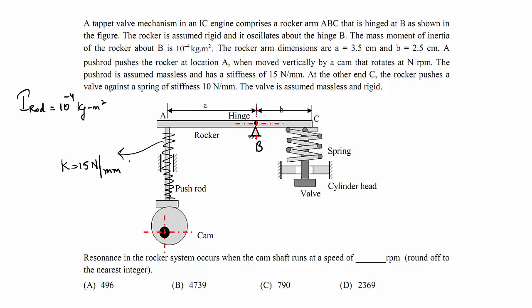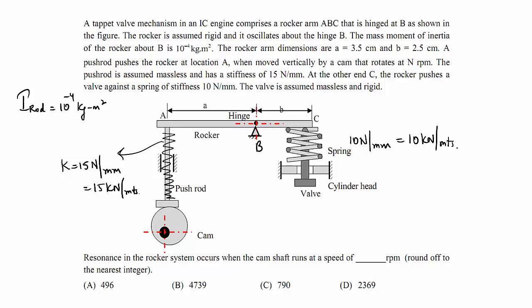At the other end, C, the rocker pushes a valve against a spring of stiffness 10 Newton per mm, which is equal to 10 kilonewton per meter. This is also 15 kilonewton per meter. The valve is assumed to be massless and rigid. The resonance of the rocker arm occurs when the camshaft runs at a speed of dash rpm. So basically we are required to find the natural frequency.